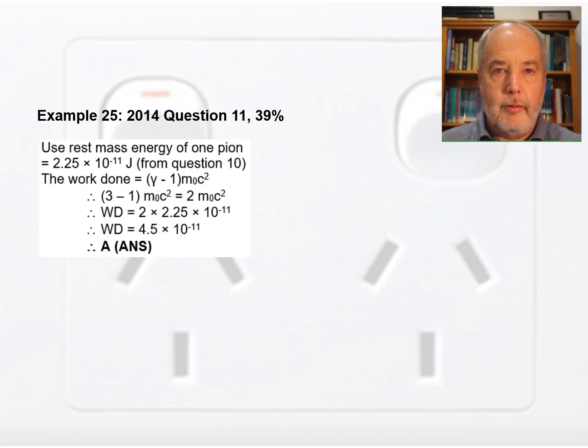We know from the previous question that the rest mass of the pion is 2.5 by 10 to the minus 28. The work done is a change in the kinetic energy, which is going to be given by gamma minus 1 m naught c squared. If we substitute in, we're going to get that the work done is 4.5 by 10 to the minus 11 joule. Therefore, the answer is A.